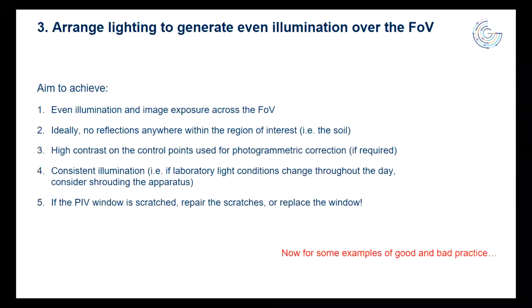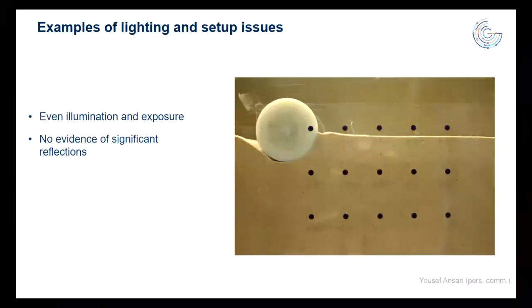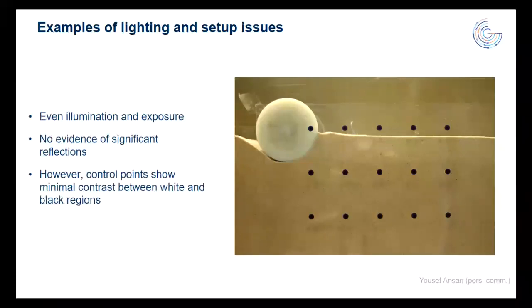So here's some examples of good and bad practice with respect to these aims, okay? These have been sent to me over time by various people having issues with their analyses, and they've had the good grace to allow me to use them as examples here. Now, this case from Yusuf Ansari's got lovely even illumination and exposure, right? The sand looks the same all the way across the problem, which is great. There's no evidence of significant reflections, which is good.